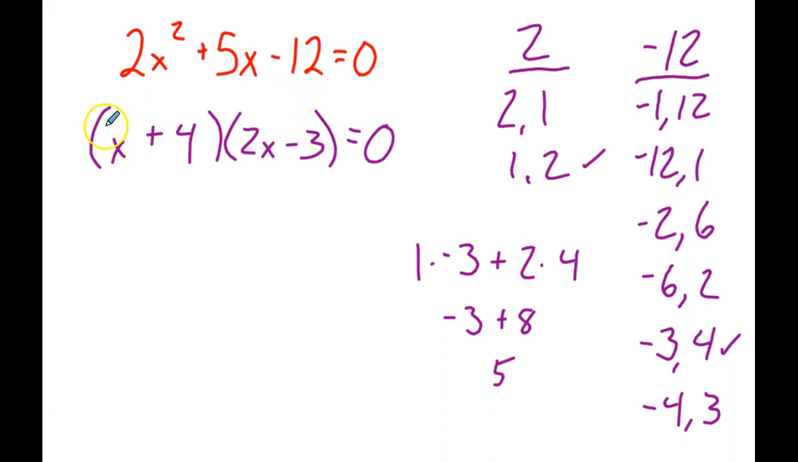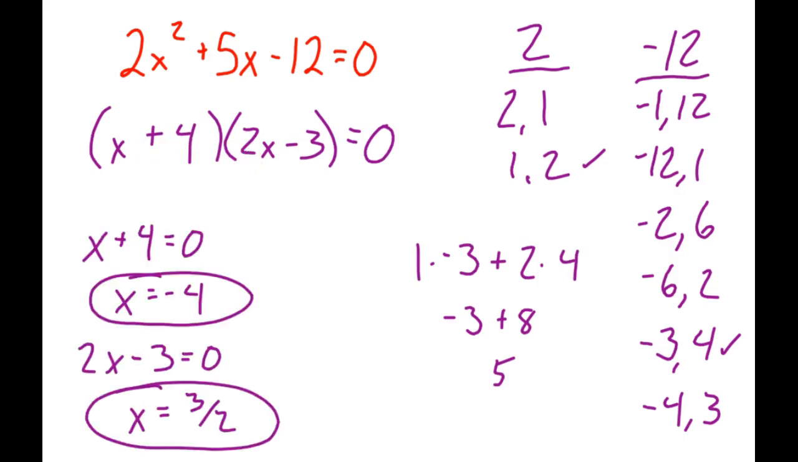Think about the FOIL method. When we multiply the outside terms, we're multiplying 1x times negative 3. The 2 went with the 4, so if the 2x was here, my 4 would have to be in the opposite parenthesis. Again, now at this point, we would use the zero product property, set each of these factors equal to 0. When we set each of these factors equal to 0, we get x equals negative 4 and x equals 3/2.